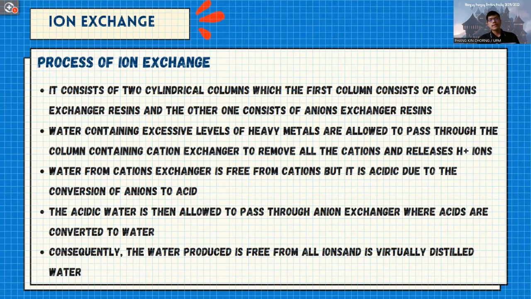Water from the cation exchanger is free from cations but is acidic due to the conversion of anions to acid. Therefore, the acidic water is then allowed to pass through the anion exchanger where acids are converted to water. Consequently, the water produced is free from all ions and is virtually distilled water. So basically, that is the entire process of ion exchange to remove the heavy metals in wastewater.